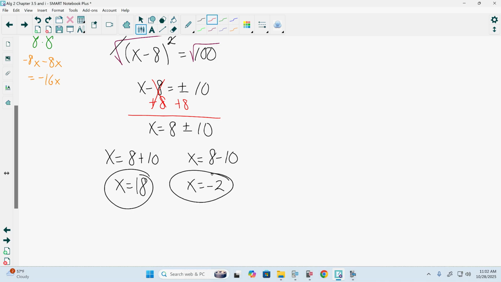Now, since 8 and 10 are like terms, we are going to have to simplify, because we can definitely find 8 plus 10, and we can definitely simplify 8 minus 10. 8 plus 10 tells us that x is 18. 8 minus 10 tells us that x is negative 2.